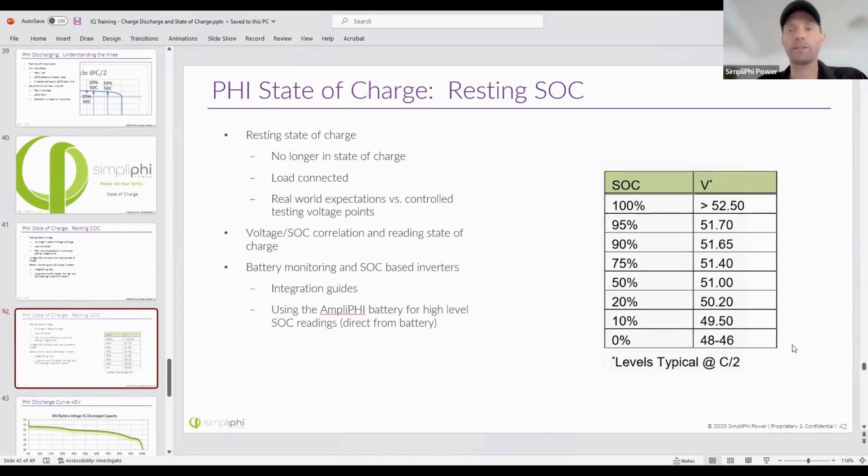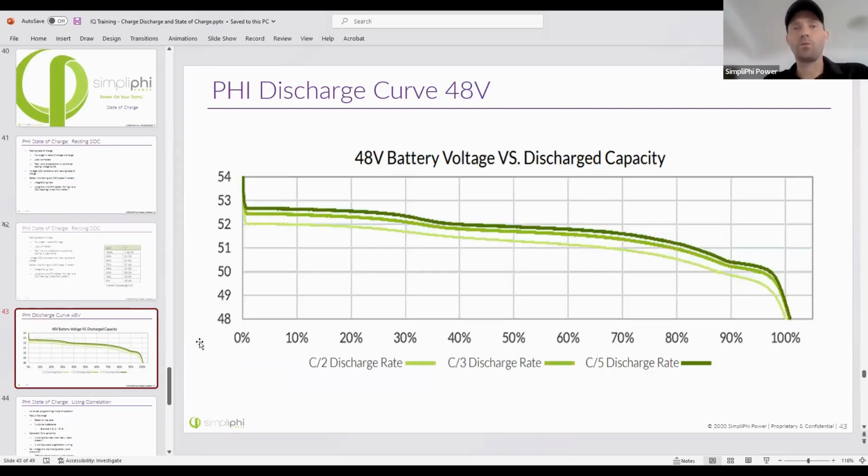So again, these voltages are here to give you an approximate idea when the battery is resting, what the state of charge is based on the voltage. So if the battery is resting at 49.5 volts, it's only got about 10% of its capacity remaining. If it's resting and you're at approximately 51 volts, then you're at a 50% state of charge. By the way, these are typical for a C/2 discharge rate, not for resting. Resting was in the table and the numbers are slightly higher. Apologies.